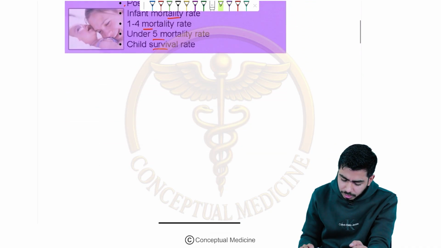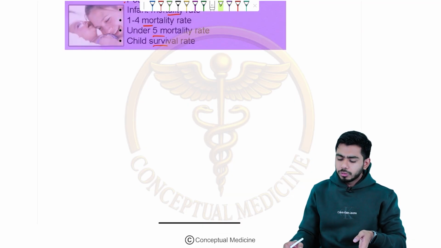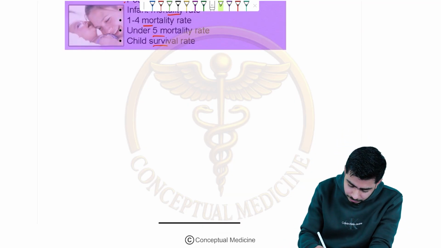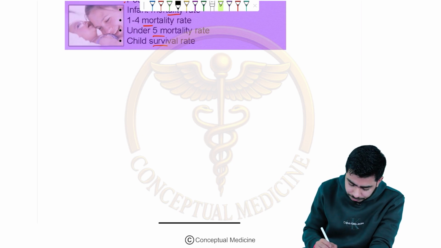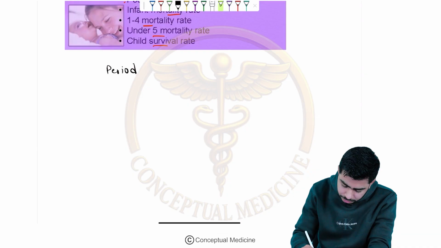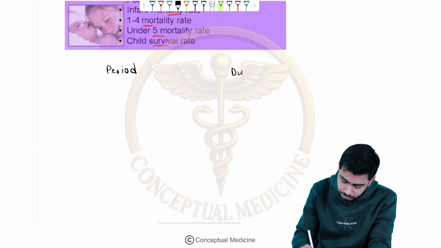And we should know some of the important definitions, right? Which I'm sure you must have studied in the pediatrics classes as well. What are these definitions, guys? Let's talk about them, right? On one side, I'm mentioning the period. On another side, I'm mentioning the duration, right? So what do I mean by that? Look.